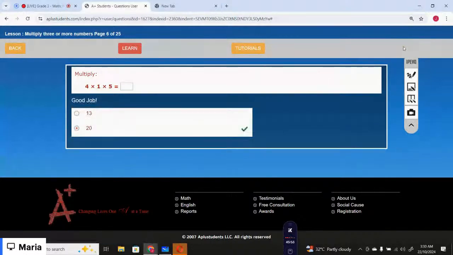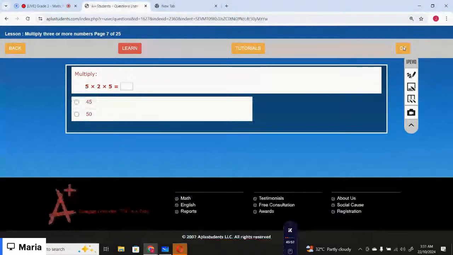The next one is 5 times 2 times 5. So which is the correct option? 5 times 2 is 10 and 10 times 5 is 50. Very good. The correct option is 50.